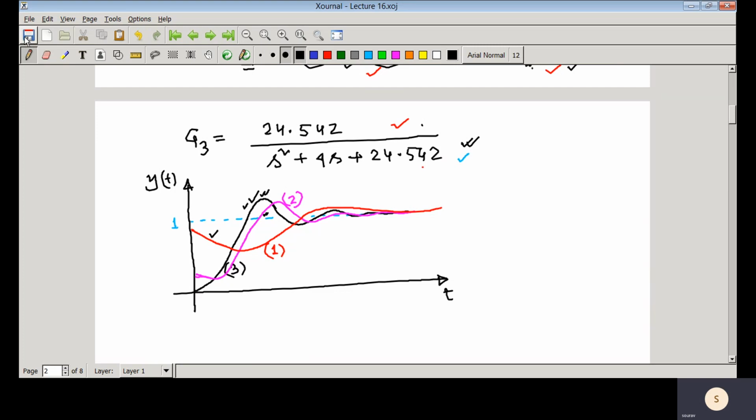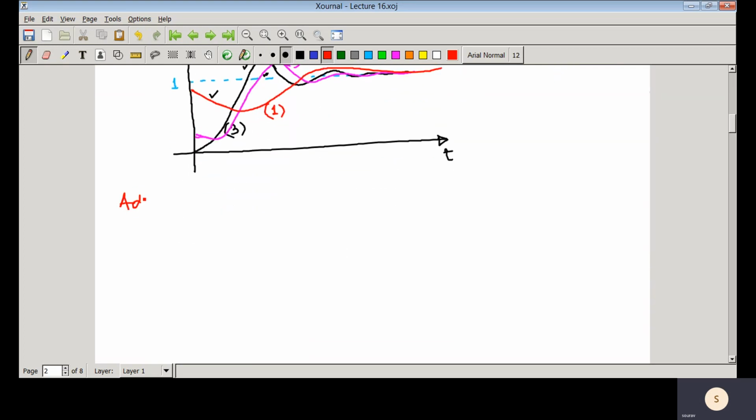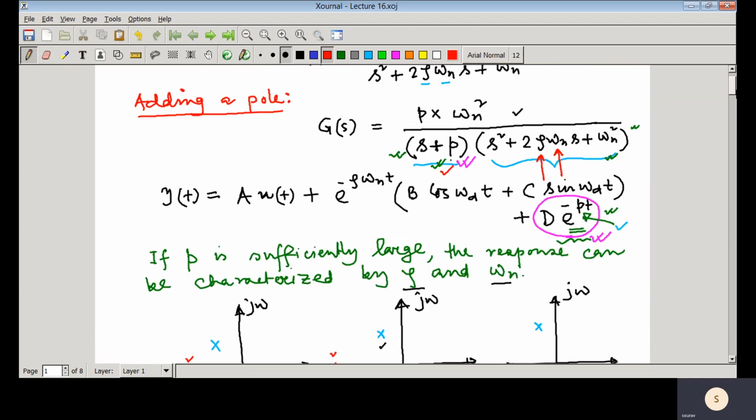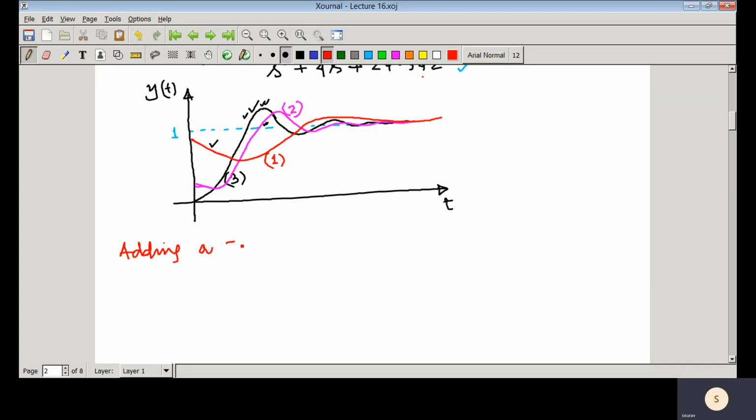So now the other case: if we add a 0 to this particular transfer function, then how would the response change? So let us see.